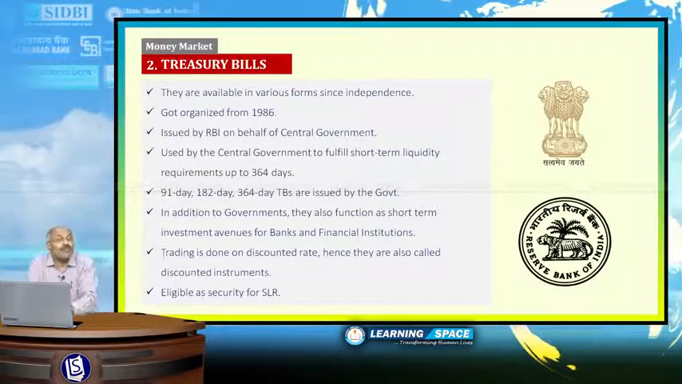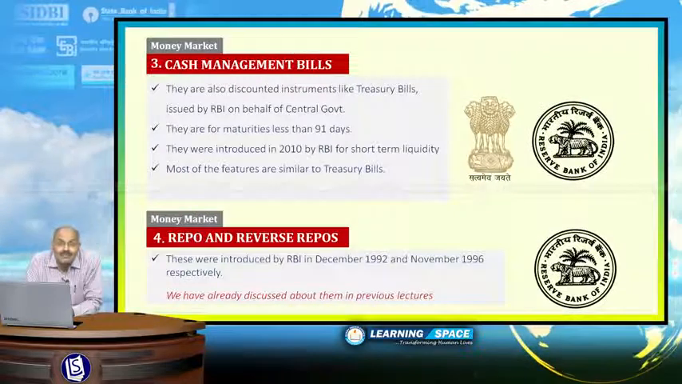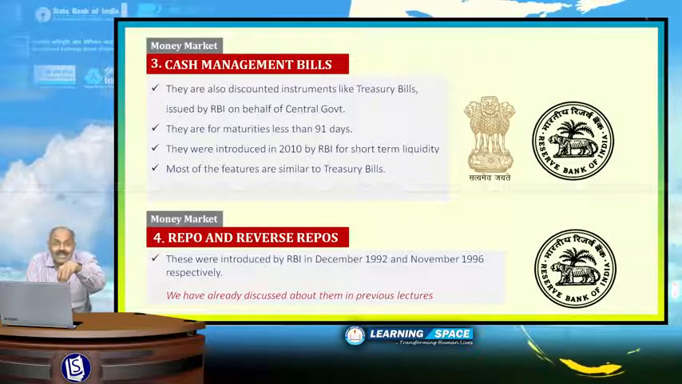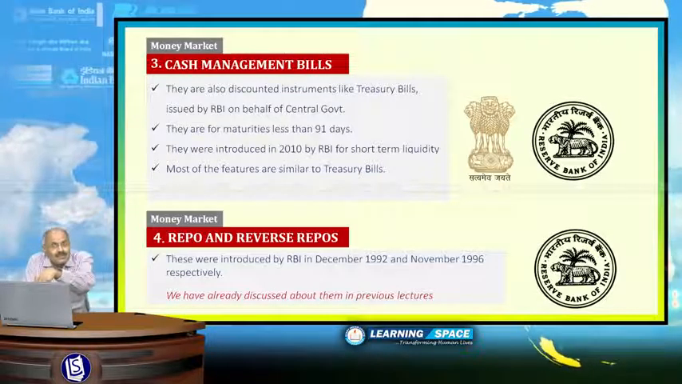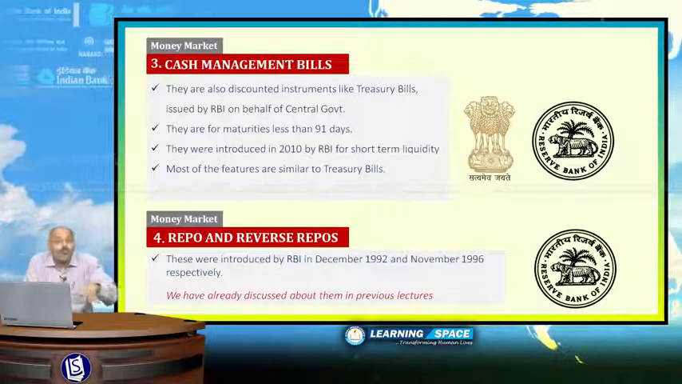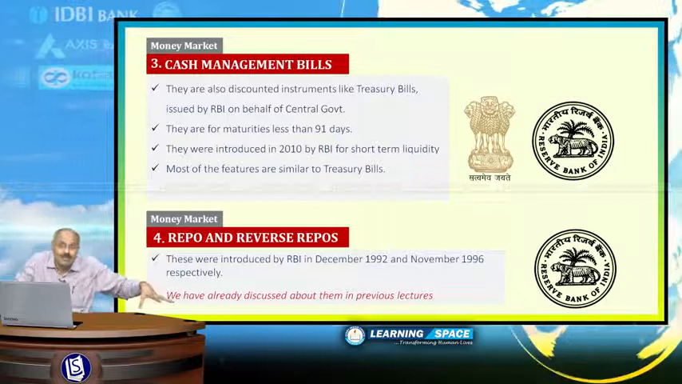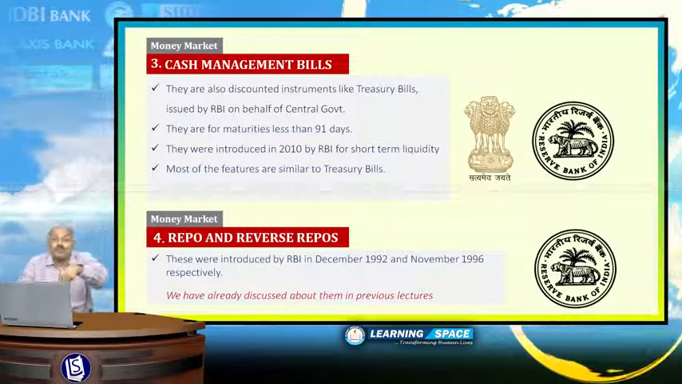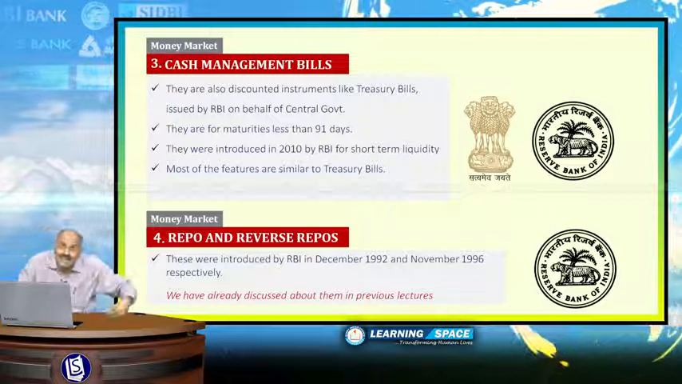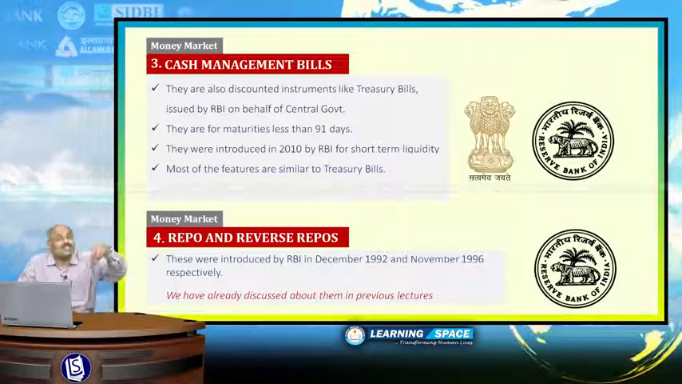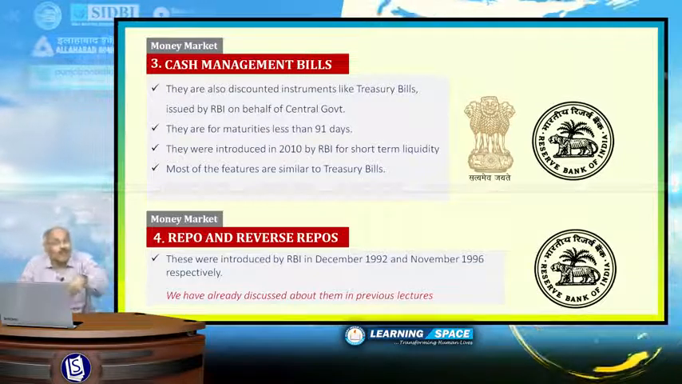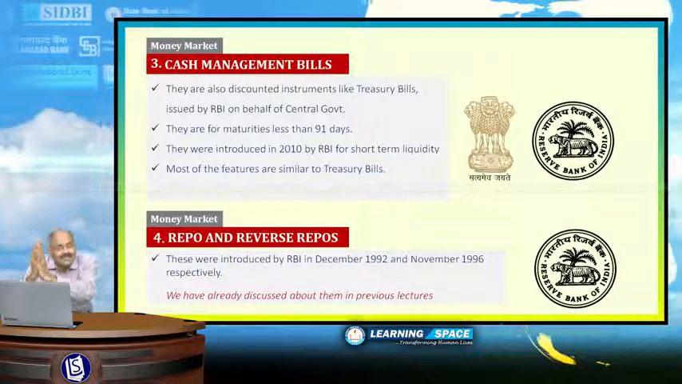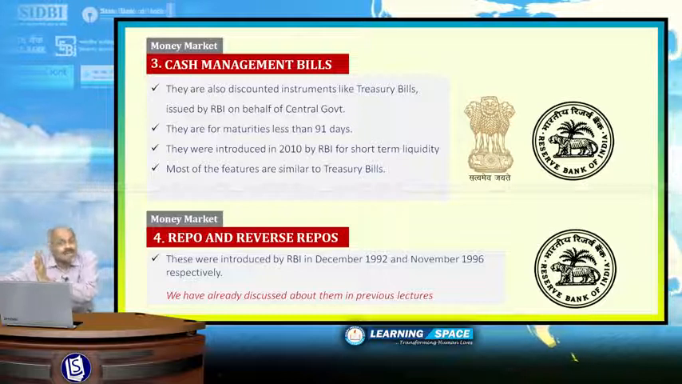Look at the next one, cash management bills. These are also similar to treasury bills, and for short duration, their time period cannot exceed 90 days. Maximum time period is 90 days. Most of the features are similar to treasury bills. The Reserve Bank of India brought this form of instruments in the year 2010 so as to facilitate short-term liquidity, and this is for a maximum period of 90 days. If it is 91 days or more, that comes under treasury bills.